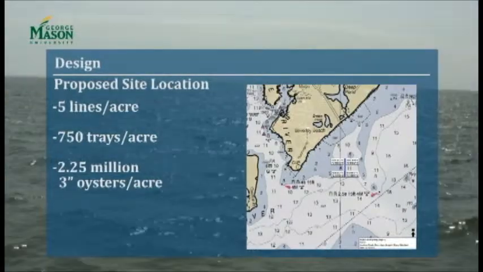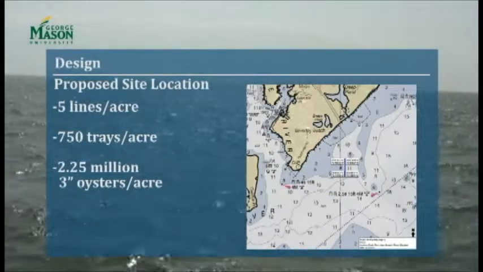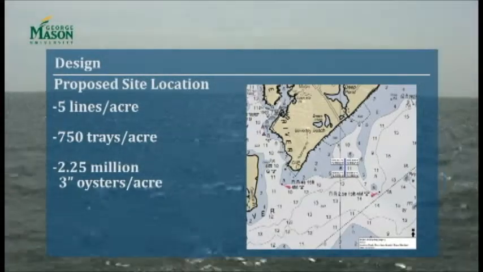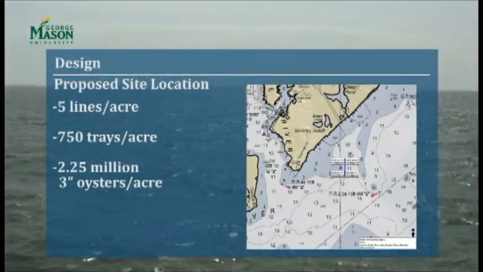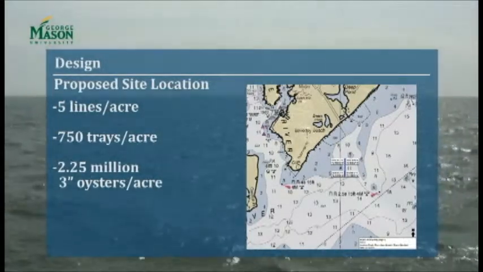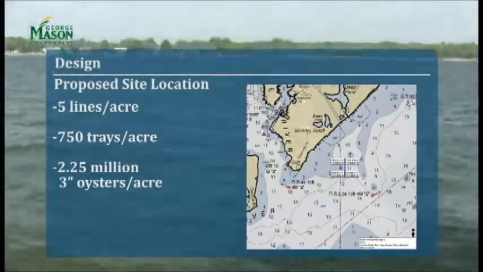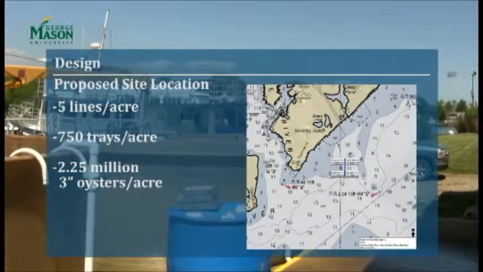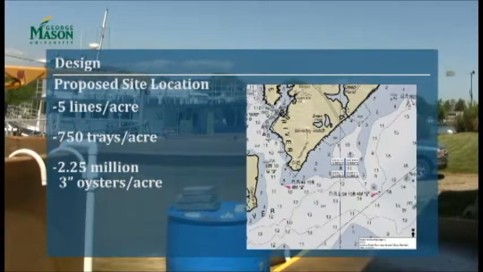Due to leasing and permit constraints, the proposed site, shown here, will be placed in the Rhode River, whereas the West River will be used as a control for the project considering the amount of leases already in place. The proposed site location, at a maximum capacity, can hold 5 lines per acre, 750 trays per acre, and 2.25 million market-size oysters per acre.